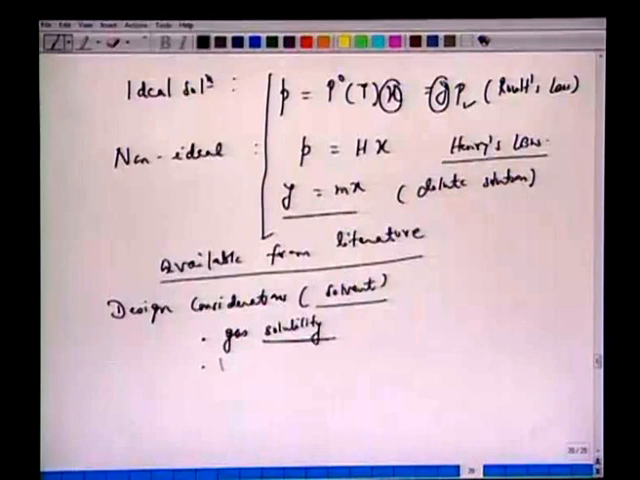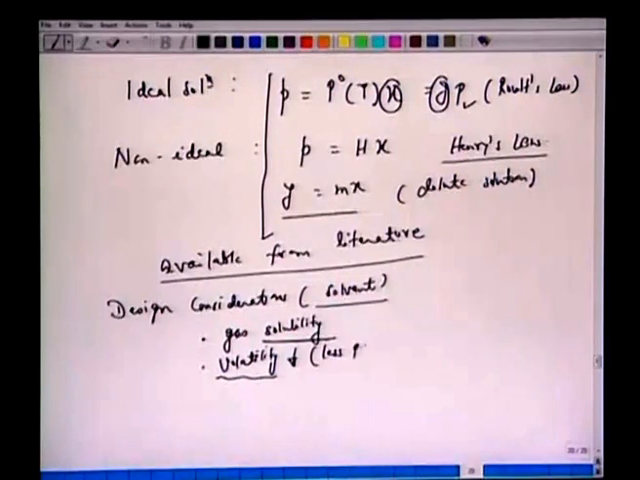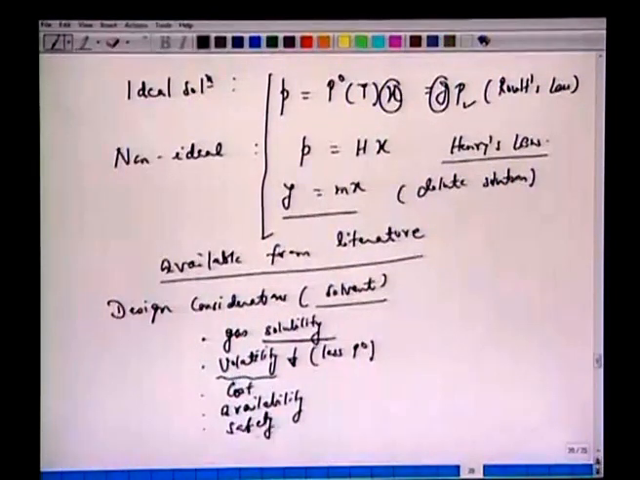The second is volatility. We do not want our solvent to have very large volatility. We do not want to waste the solvent. So, it should have less volatility, or we can say less vapor pressure. It should not be very expensive, so cost consideration is another. It should be readily available. Safety is a major consideration here, because safety plays a major role during handling.